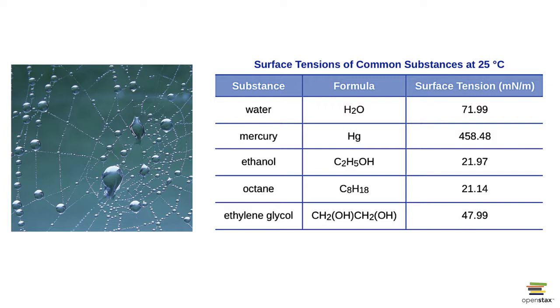Now, surface tension can be measured as well. Surface tension is measured in units of force per length. And surface tensions of a few common substances are given here in millinewtons per meter. And you'll note that water and mercury have fairly high surface tension. In fact, mercury has a really high surface tension. And so they will readily coalesce and form droplets, whereas things like ethanol and octane, which have lower surface tension, do not bead up and form droplets as readily.